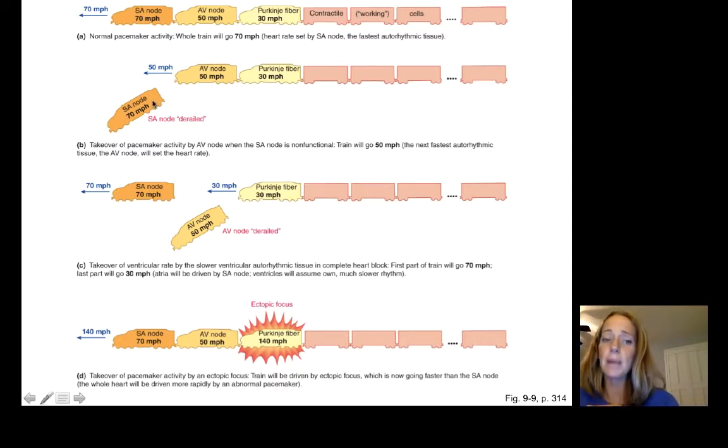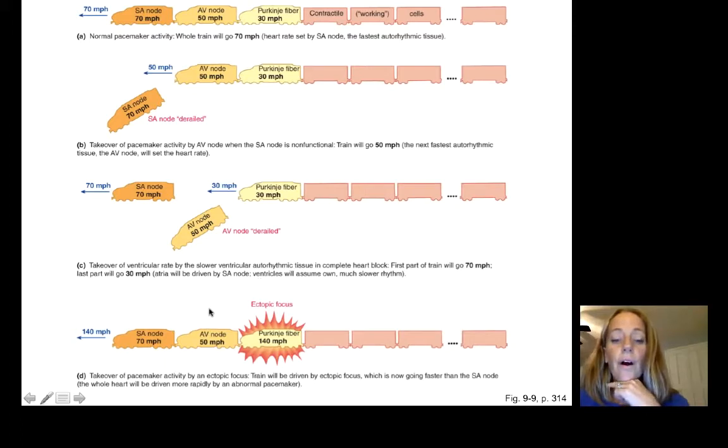If the SA node is damaged or derailed, then the AV node can take over. But the AV node has a speed limit of 40 to 60 beats per minute, so it can't go any faster than that. So it can regulate the heart and cause a heart rate of 40 to 60 beats per minute, or in this case 50. And it will pull everybody else along with it at 50. Now, if the AV node is damaged, then the bundle of His to the Purkinje fibers can set a heart rate of around 20 to 40. Again, not life-sustaining, but they can do it. And then the heart rate in the cardiac muscle cells will be 20 to 40 beats per minute.